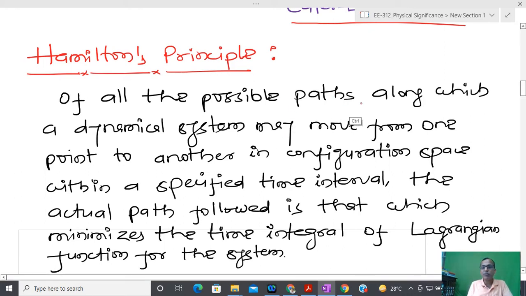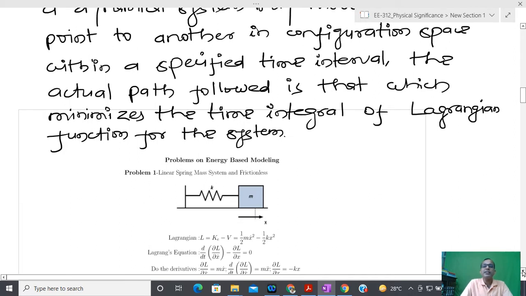Okay, so of all possible paths along which a dynamical system moves from one point to another in configuration space, we have already talked about the space, so I am not going to define it again, within a specified time interval, meaning a subset of the real numbers, the actual path followed is the one which minimizes the time integral of the Lagrangian function. So actually Hamilton's principle is telling us to extremize, and it is possible to show that whenever some system is moving, it is trying to minimize this Lagrangian from T0 to Tf. And here the Lagrangian is defined as kinetic energy minus potential energy.